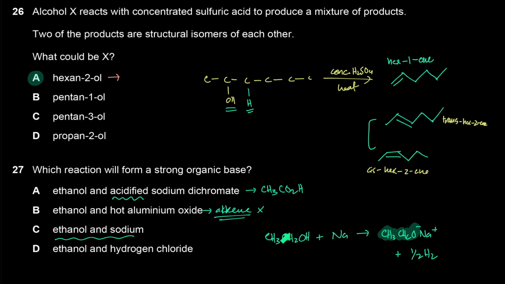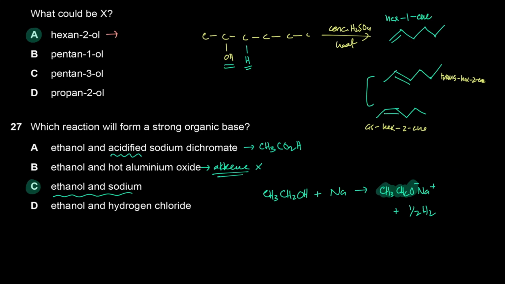Even though ethanol is not an acid, because the H⁺ over here is reduced to form hydrogen gas, what you end up making is this anion, and this anion is an organic base. So the answer here is C. Ethanol and sodium react together to form the ethoxide ion, which is an organic base.